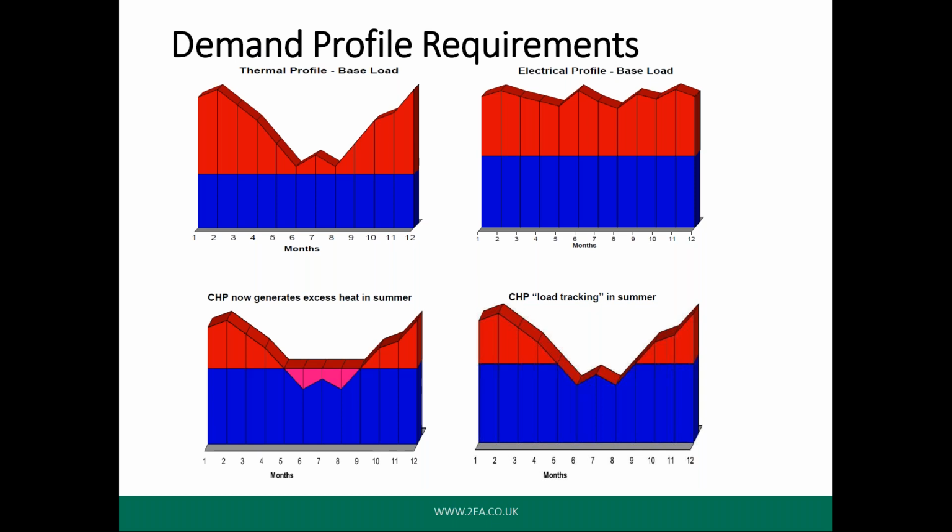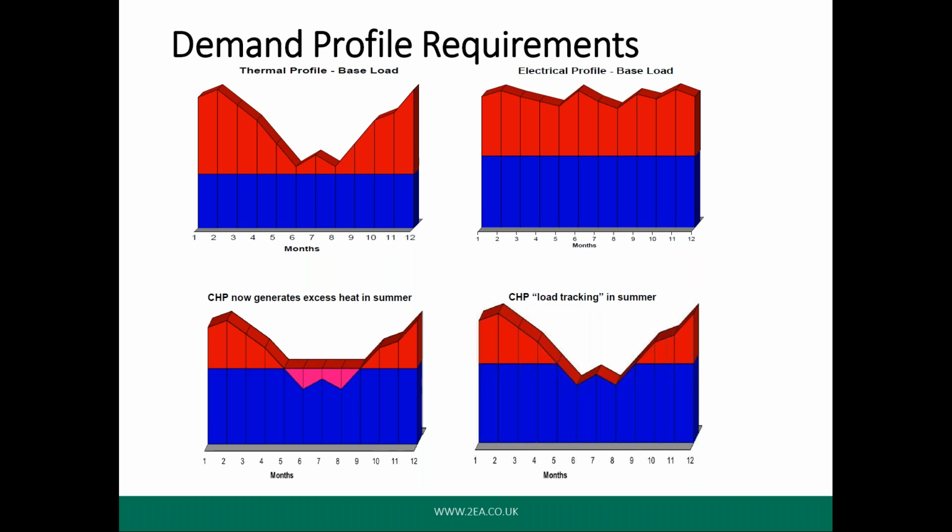The second approach to thermal sizing is to size the combined heat and power unit above the thermal baseload, as illustrated on the bottom left graph. The combined heat and power unit now has the capacity to generate excess heat in the summer, represented by the pink portion of the graph. This would need to be rejected via a radiator. But it also generates more useful heat in the winter and will also have a higher electrical output than the previous example.